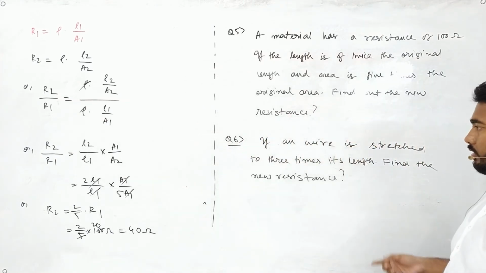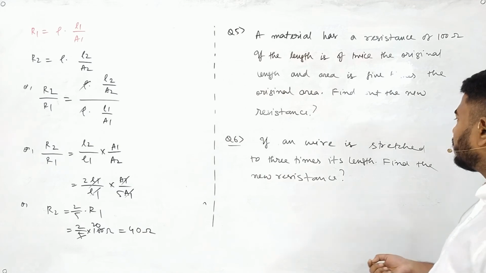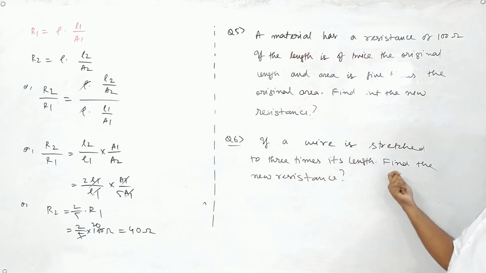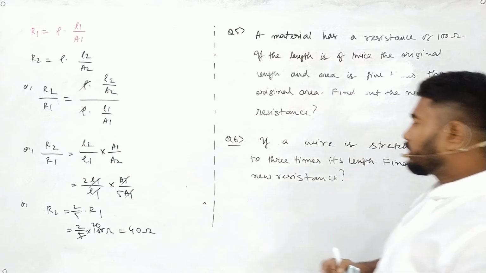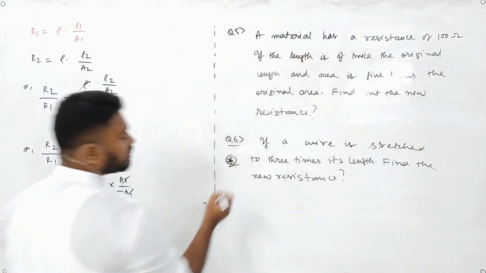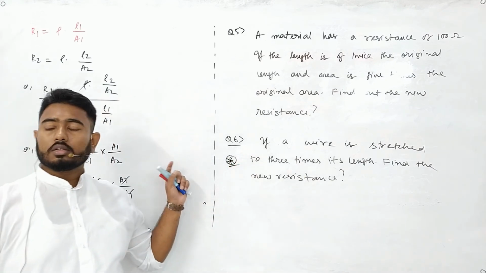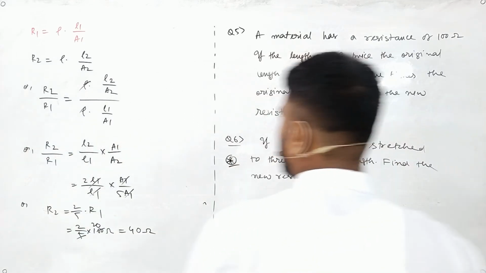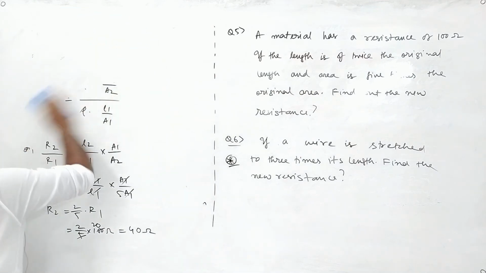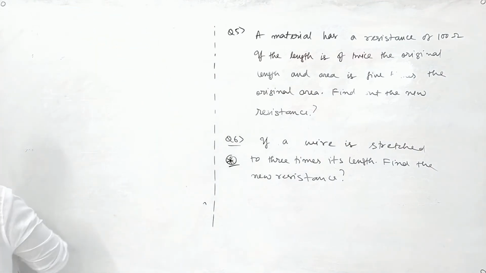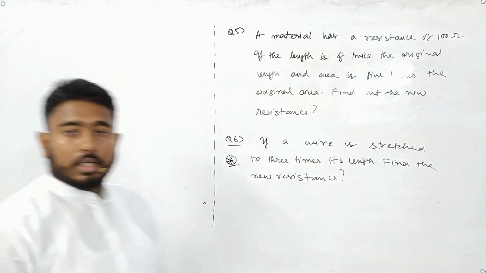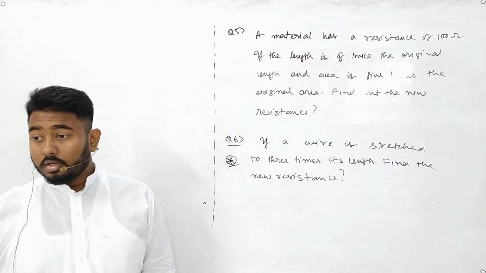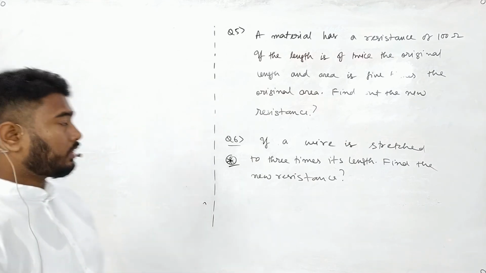Okay, now let us do the next question. It says that if a wire is stretched to 3 times its length, find the new resistance. Give a star here before doing this numerical. Okay, has anyone done this one? No. Okay, let us understand it properly. What is it saying? Question number 6. It is saying that if a wire is stretched to 3 times its original length.